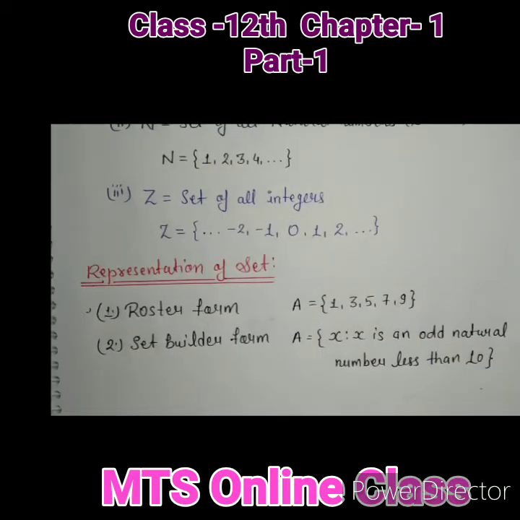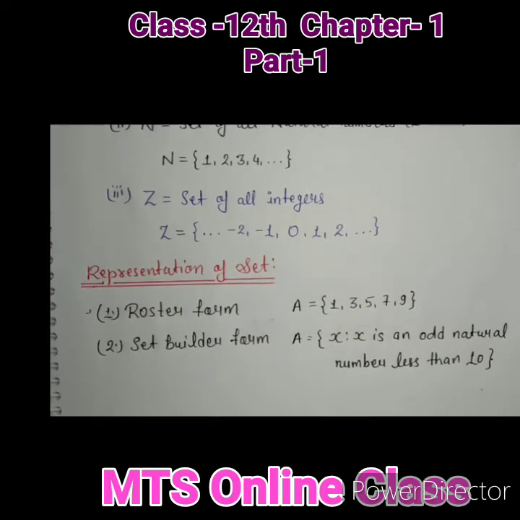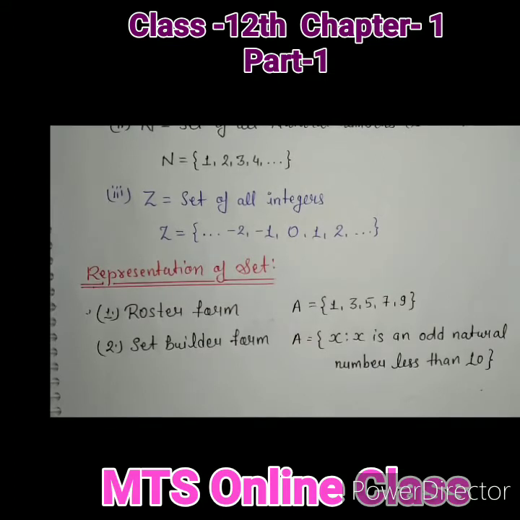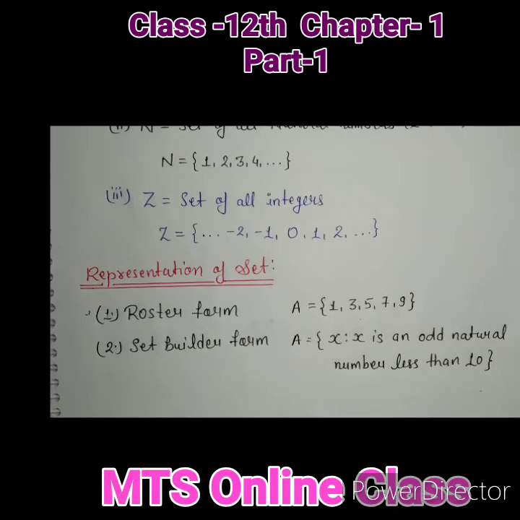Next, we can represent a set in two ways: by using roster form and set builder form. In roster form, we specify all the elements of the set. In set builder form, instead of writing all the elements of the set, we write some rule or method. We do not specify all the elements; we write the rule in short form. That is the set builder form.